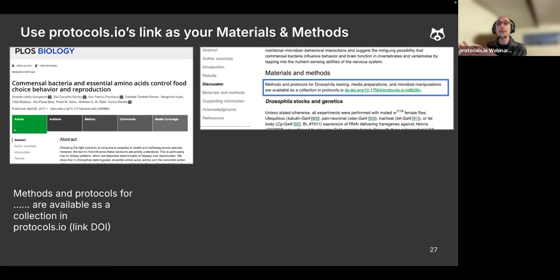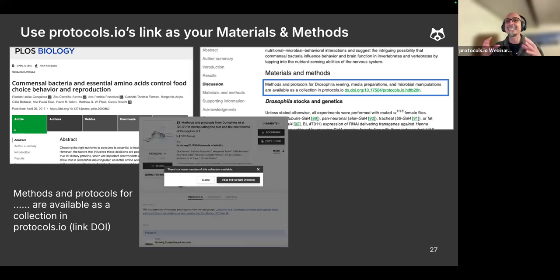And this is what the authors of this PLOS Biology paper did. They created and published their protocols in protocols.io, obtaining a citable DOI, which they then included in the materials and method section, replacing some of the writing. Now, the reader, by following the link, has access to the detailed step-by-step protocol in protocols.io.